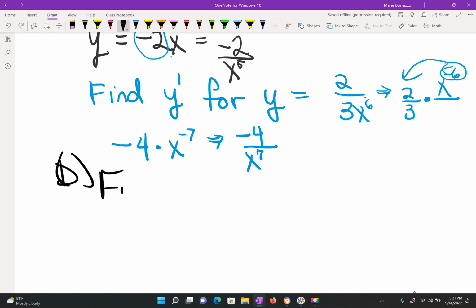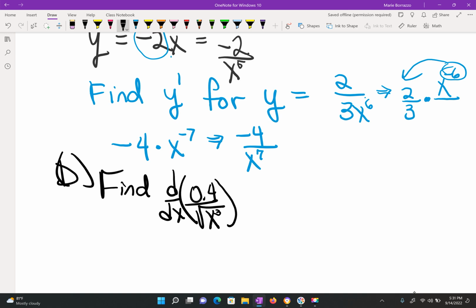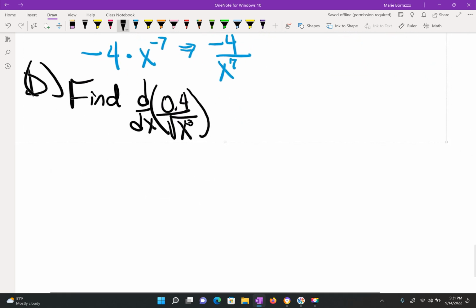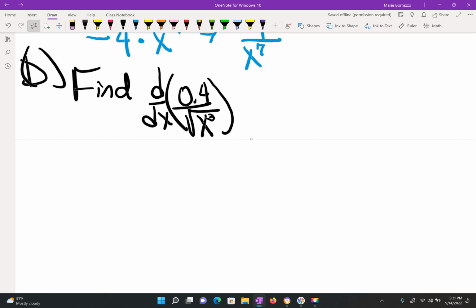They're going to ask you to find d over dx given 0.4 over the square root of x to the 3rd power. All right, so give this a minute, so let's write it down, and I'm going to talk you through this step by step. So is it really different from what we've done?